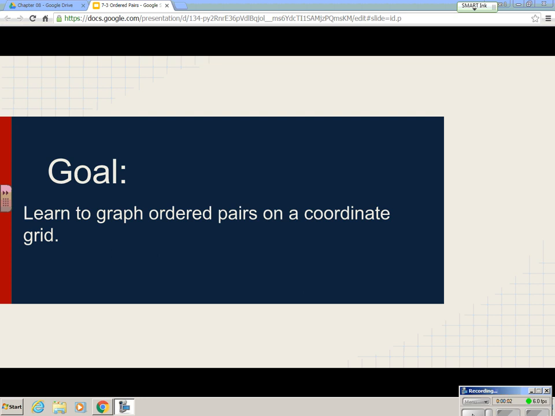Welcome back to math. Today we're going to learn to graph ordered pairs on a coordinate grid. Write that down with today's date and page number.